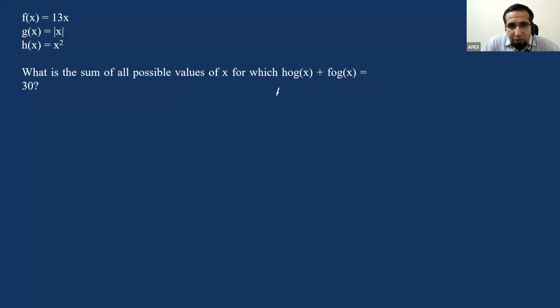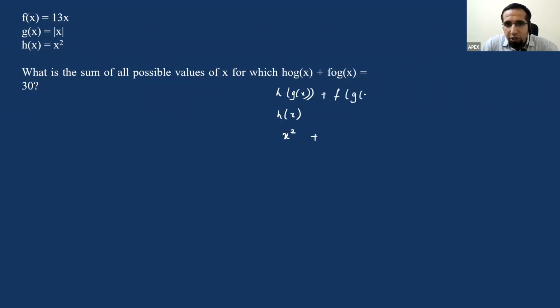Hog becomes h of g of x. Clear? So g of x is mod x and h of mod x will be, so h of mod x is x square, right? So if h of mod x is x square, that means it will be a positive value, that will be x square, because square of any number is always greater than or equal to 0.